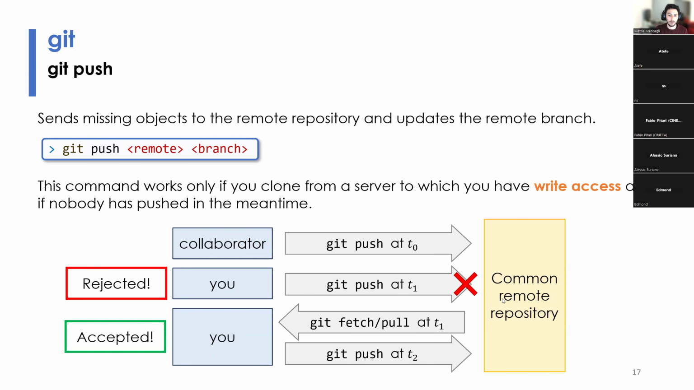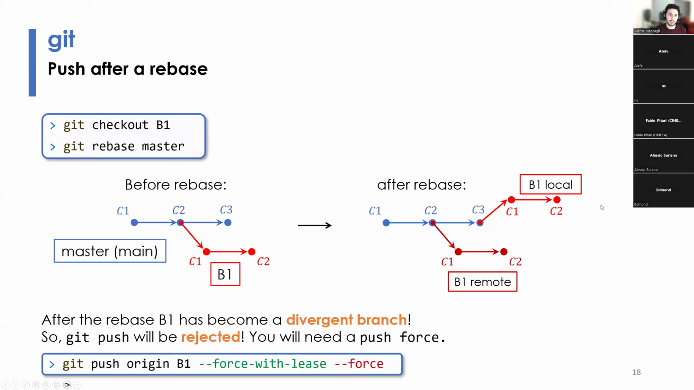A particular type of push is the push after a rebase. Let's say you have rebased the branch B1 onto the master. Therefore, you are in this situation, as we saw already before. The red branch is in this configuration, rebased on the C3 commit of the master. The remote branch of the red branch, the B1, is still based on the C2 commit of the master. And therefore, you have created a divergent history on the branch itself. B1 local is divergent with respect to B1 remote.